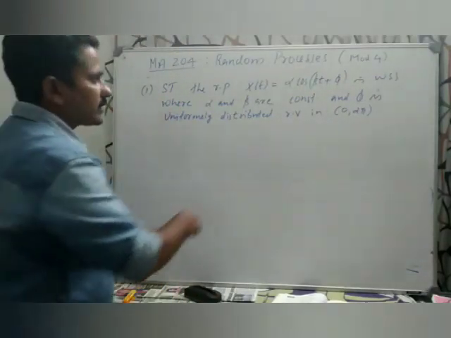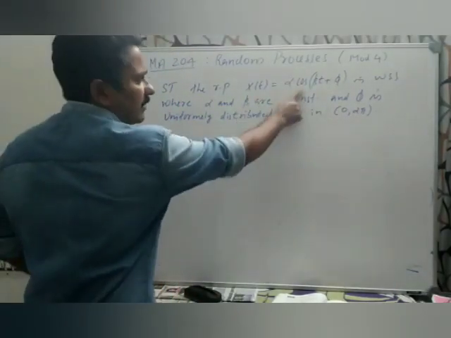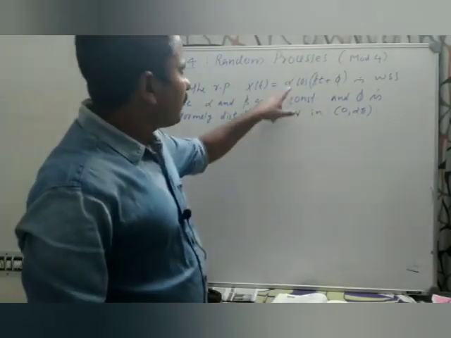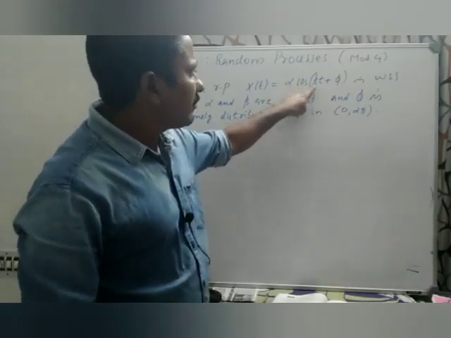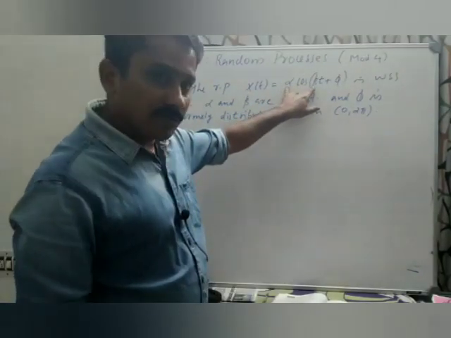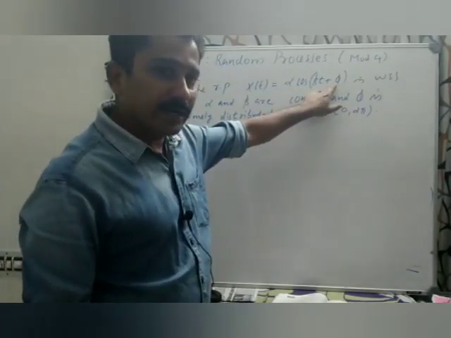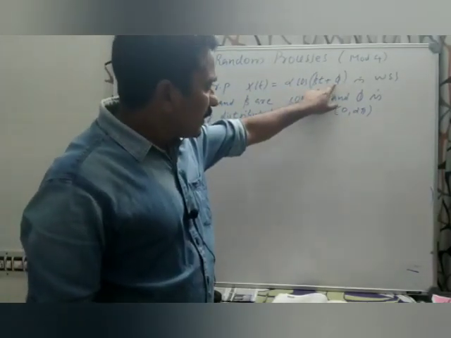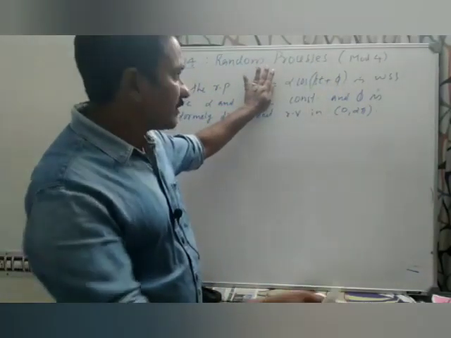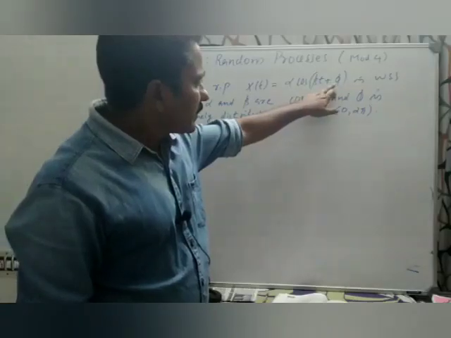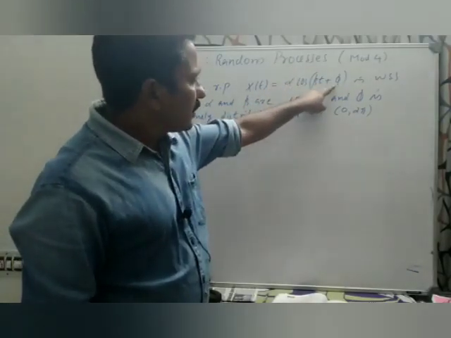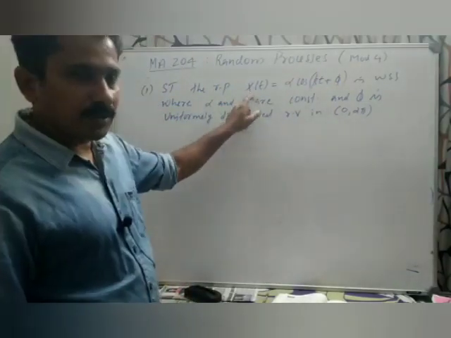Here this random variable is explicitly defined as a function of t, and we have three parameters alpha, beta and phi. It's given that alpha and beta are constants and phi is the random variable. If phi were a constant, then this would not be a random process, just a function of t. Since phi is a random variable, this one becomes a random process.